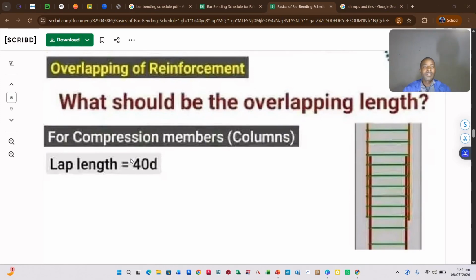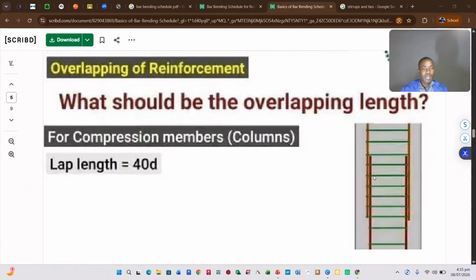Okay, we understand that when we're dealing with steel, which is not sufficient for the required length, we usually overlap it. We do not weld it. We only weld reinforcement bars with diameters of 36 millimeters and above. For reinforcement bars which have a diameter below 36 millimeters, we overlap them. So in concrete, for members or sections that are experiencing compressive forces, we consider the lap length as 40D, or 40 times the diameter of the bar.